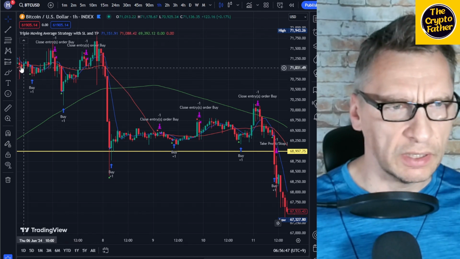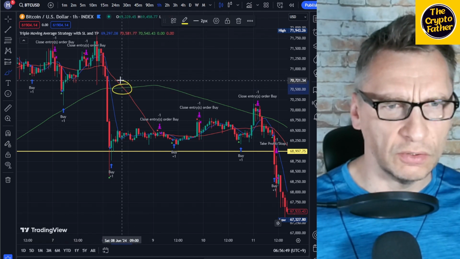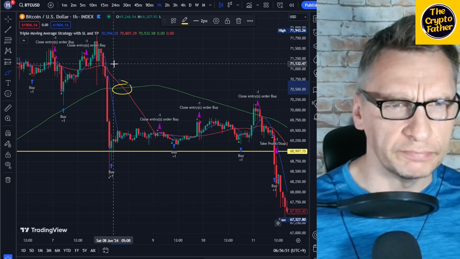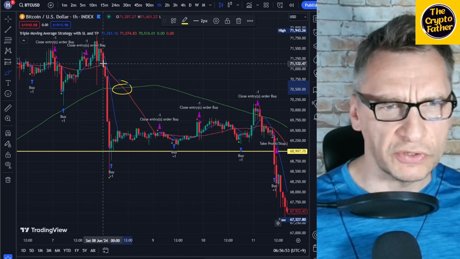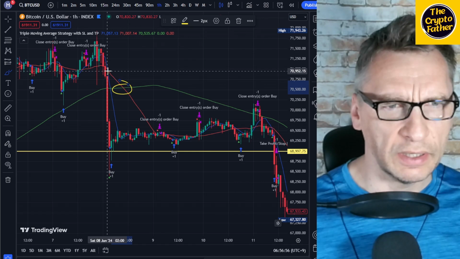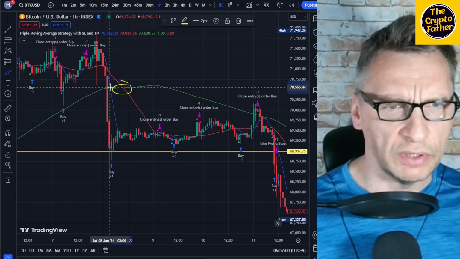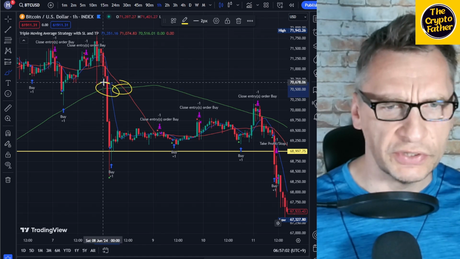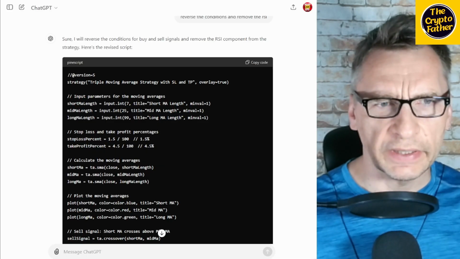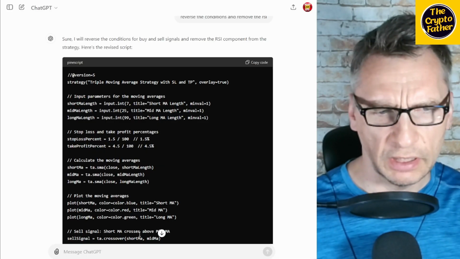This would be a selling signal, I presume. Yeah, because it crossed over the red, the mid range, and then the high range. So this would have been a signal to sell right here. Let's see if I can adjust that again.